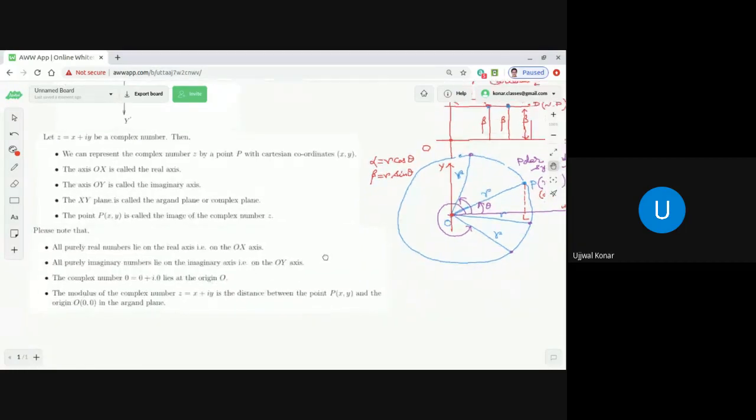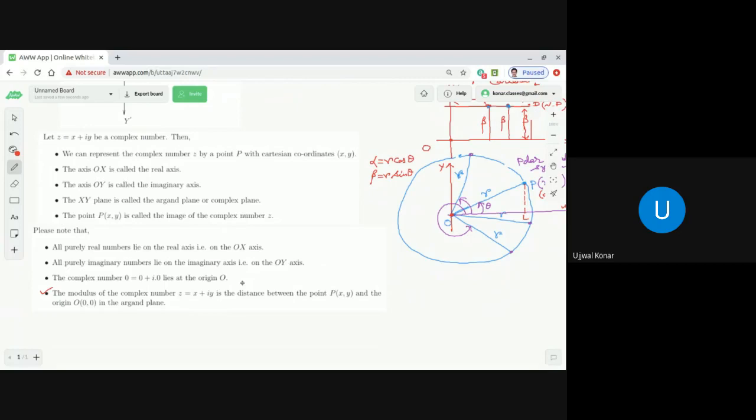And I hope all of you agree with me. Now, modulus of a complex number, these are all the points we have discussed. But the last point, dear students, is that the modulus of a complex number is the distance between the point P(x, y) and the origin in the Argand plane.